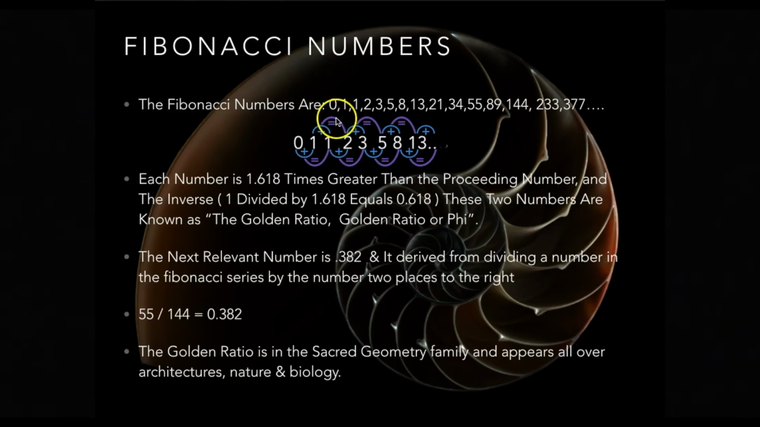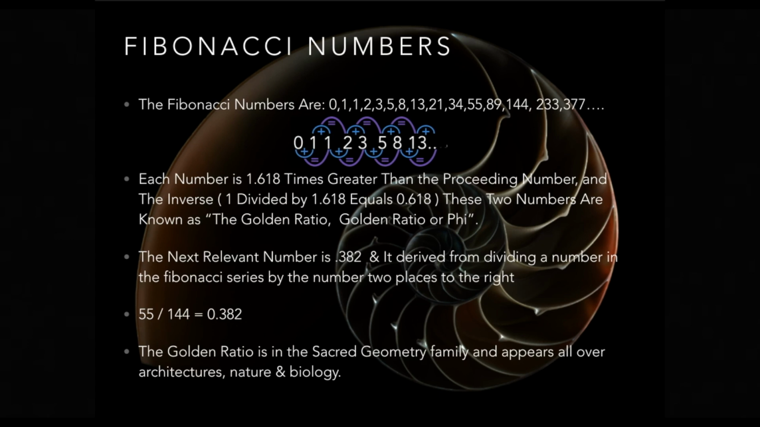The Fibonacci numbers are 0, 1, 1, 2, 3, 5, 8, 13, and so on and so forth. The way the Fibonacci numbers are developed is that as the numbers go on in the sequence, the new number is the sum of the two preceding numbers. For example, 13 is the sum of 5 plus 8, and 8 is the sum of 5 plus 3. 3 is the sum of 2 plus 1, and 1 is the sum of 1 plus 0.